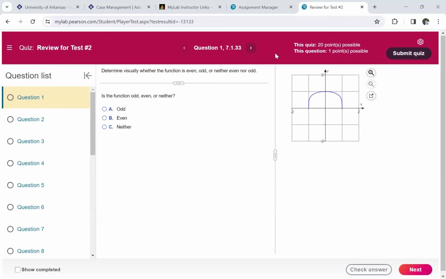So this first question wants to know if this is even, odd, or neither. So remember, if it's even, it's symmetric to the y-axis. If it's odd, it's symmetric to the origin. And if you look at this one, it is definitely symmetric to the y-axis, which is going to make this one even. Also notice it's touching the x-axis 2 times. So that's also an even number. So this one you would pick even and go next.